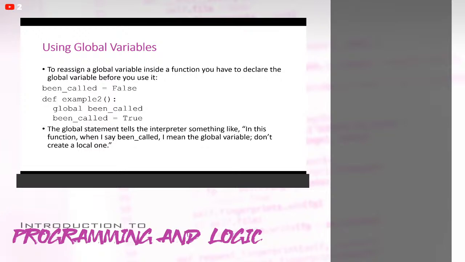If we need to reassign that global variable inside of a function, we have to declare the global variable before we use it. So here we see an example with a Boolean variable that started at the global level as false, and then inside of this function, we're changing the Boolean value to true. And we can only do that at the global level if we add this global reference in here. That way our interpreter knows, when they say been called here, or when they say num, like in our little program example that we were just doing, we mean the one at the global level and not something at the local level, which is super important.